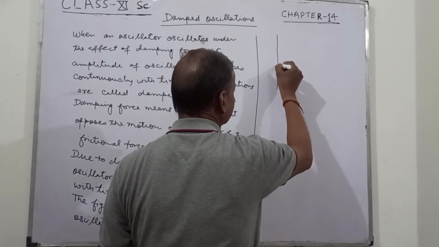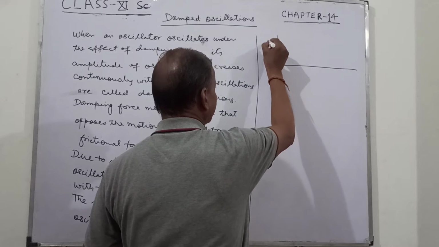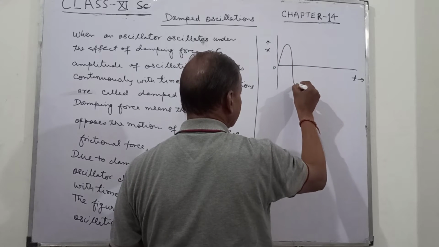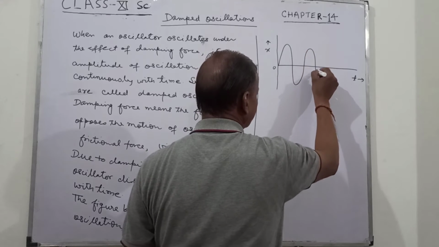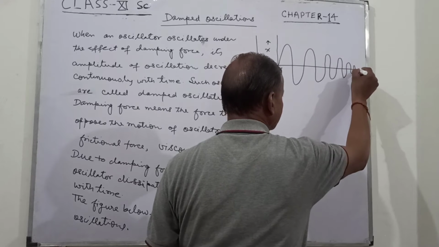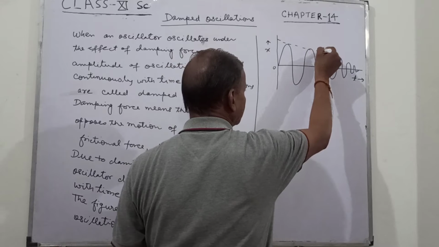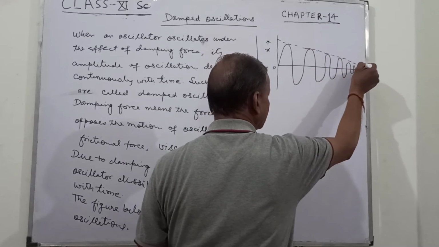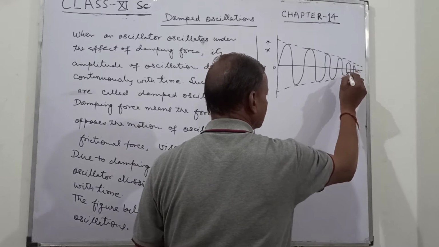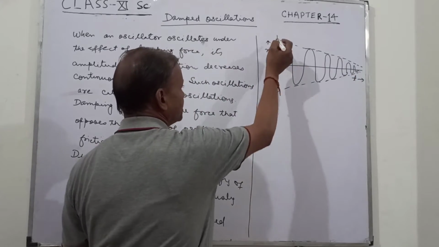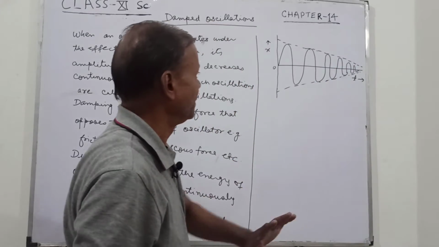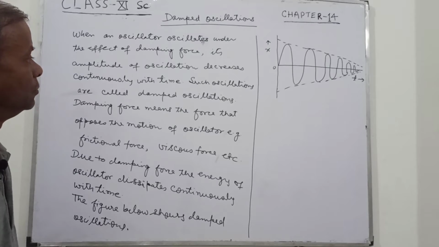This is the 0, here we take the x, this we take the time, then initially the amplitude is so much, then this will decrease, and you can see that initially the amplitude was so much and then it decreased and then again decreased and finally the oscillator stops the motion.